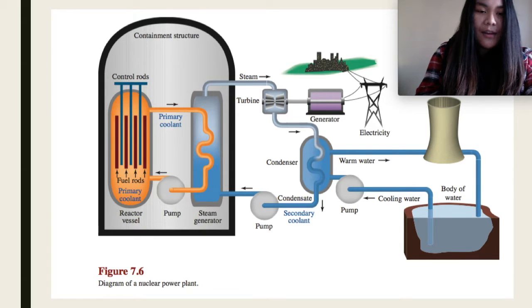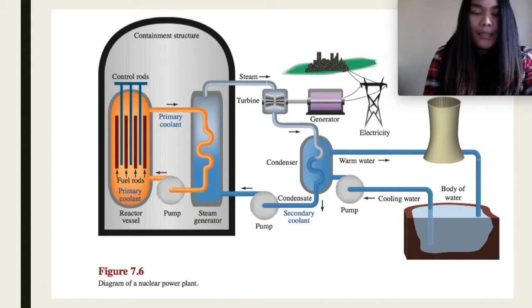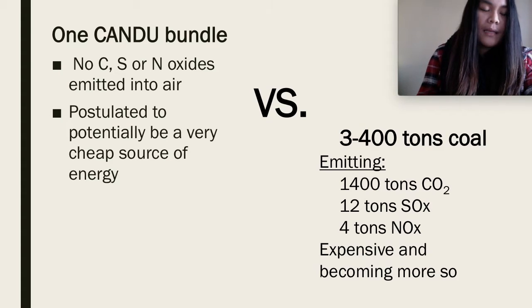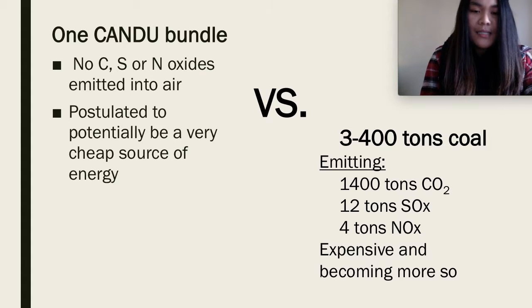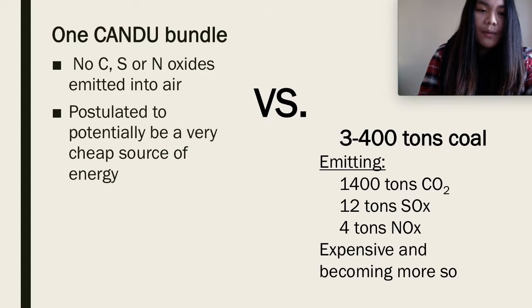In this diagram of a nuclear plant, you can see the reactor vessel, the heat source, which has fuel rods containing nuclear fuel pellets. These give out a lot of energy, and with the coolant and moderator, this is a self-sustaining plant. As mentioned in our Chemistry and Society class, Professor Latimer pointed out that one CANDU bundle can produce as much energy as 300 to 400 tons of coal.